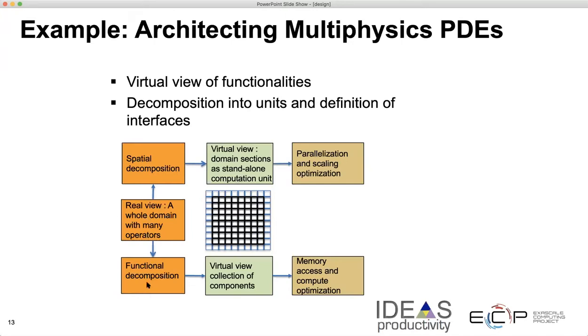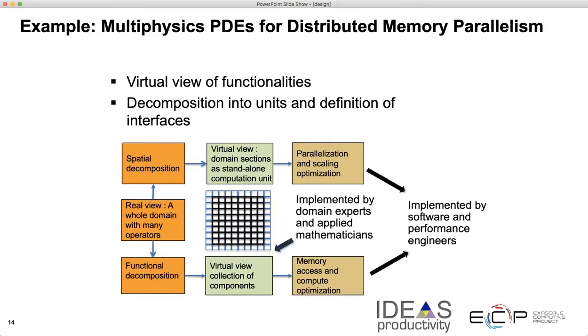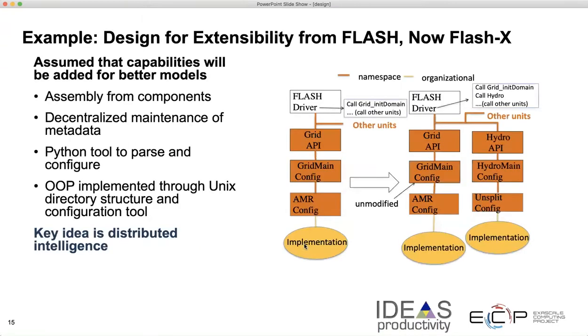And then there is the functional decomposition, which is basically different operators. And the virtual view is a collection of components. Here, the virtual view is implemented by domain experts and applied mathematicians. The domain decomposition and load balancing, et cetera, is all implemented by software and performance engineers, and the optimizations are done by the software and performance engineers. So this is how we achieve separation of concerns here.